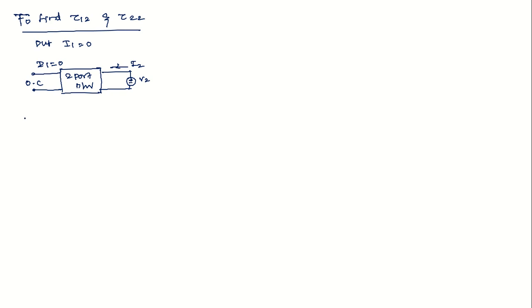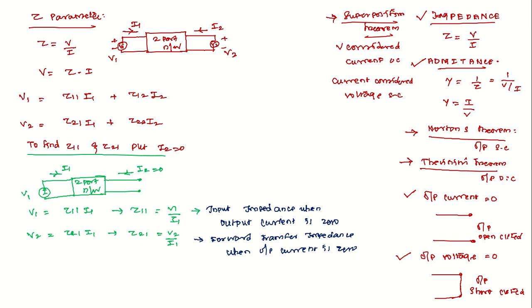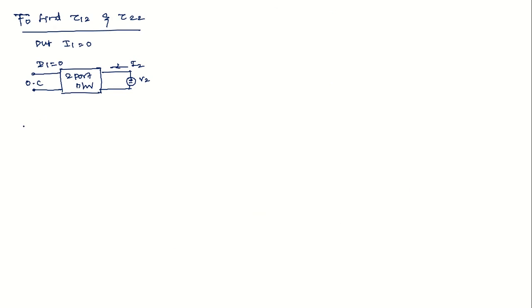Now when we apply I1 equal to 0 in the first equation, V1 is equal to Z12 into I2, and V2 is equal to Z22 into I2. Now the equation could be written as Z12 into I2 equals V1, and V2 equals Z22 into I2.